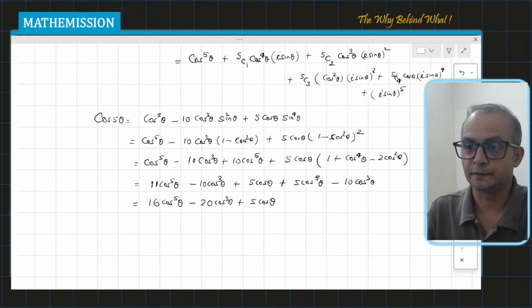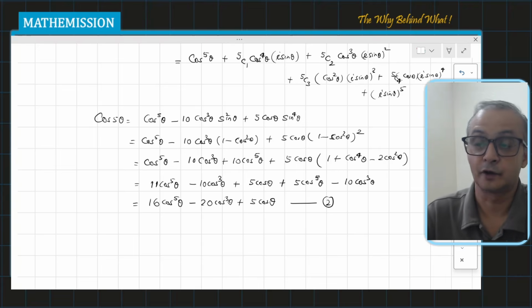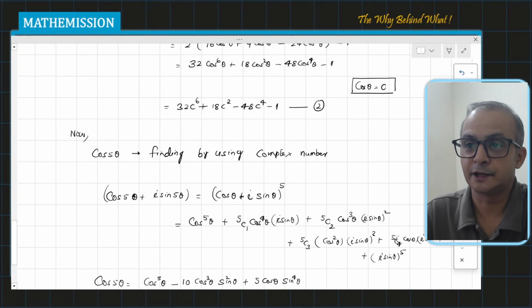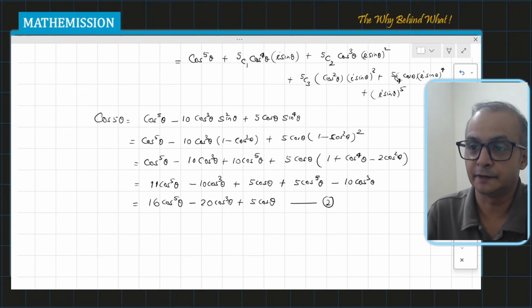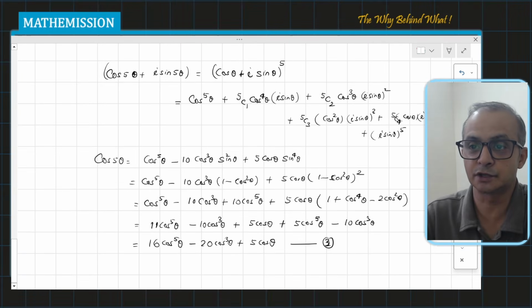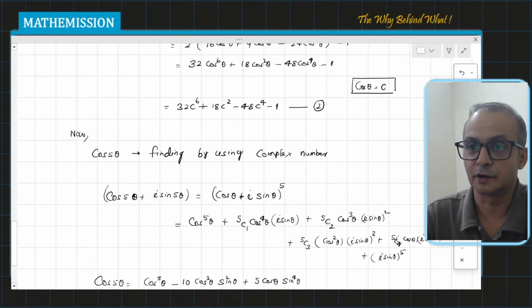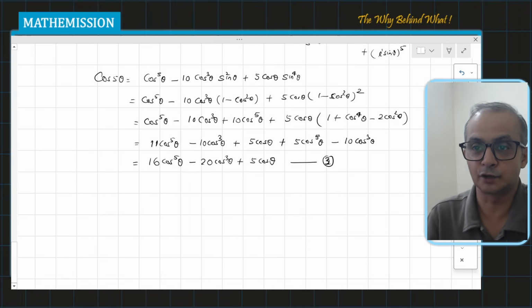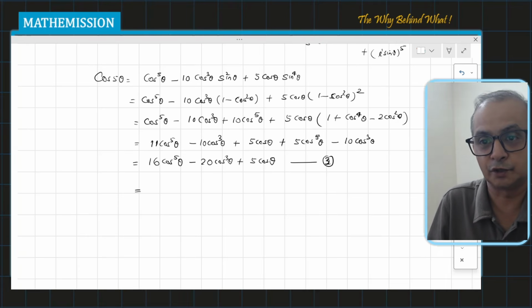So this is the term I got for cos 5 theta, and this is the third one by the way. I use the second and third to write in the first equation. So let me just combine. Then again I'm going to write cos theta in terms of c. So this is going to be 16 c to the power 5 minus 20 c cube plus 5c.